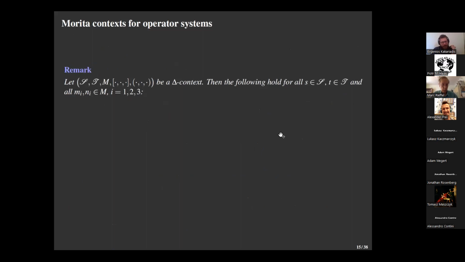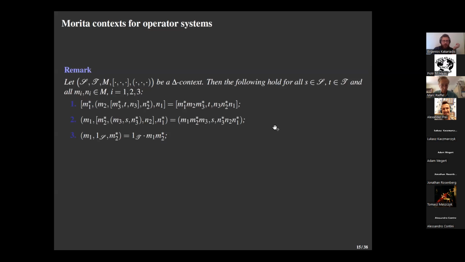We have a list of nice properties for delta context because of the compatibility relation. So if you apply three times, you get what you should get by removing parentheses and brackets. And the dual of that, because of positivity: whatever happens on the left-hand side happens also on the right-hand side, and the dual of that.